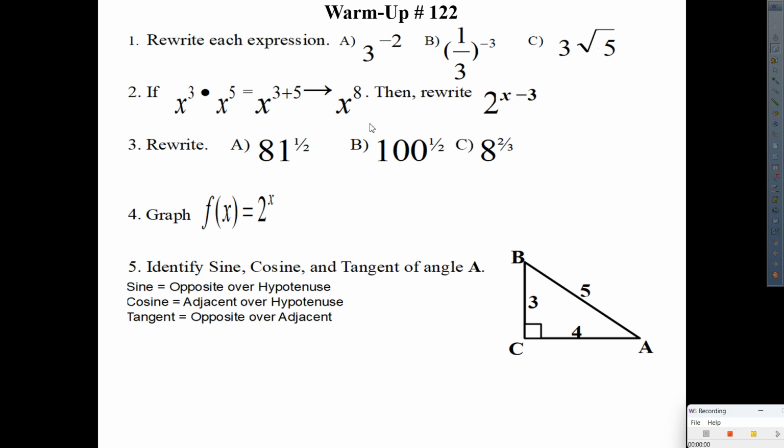All right, so I'll give you guys some time. You should be able to do numbers 1, 2, 3, and 4. I'll go over number 5 as soon as we get there. Copy and go.